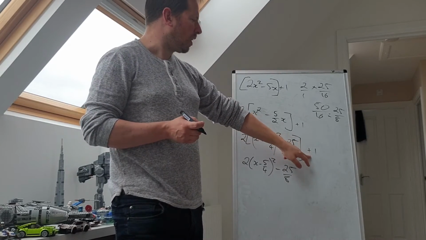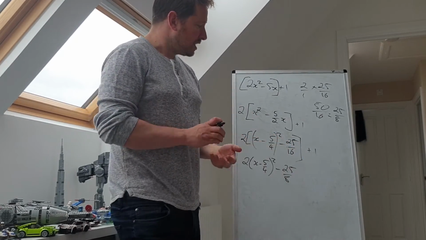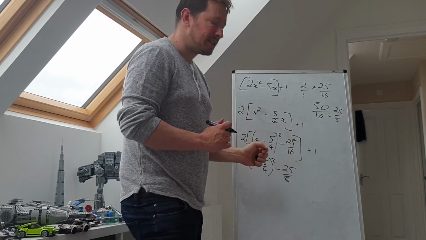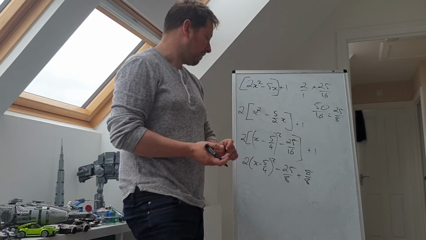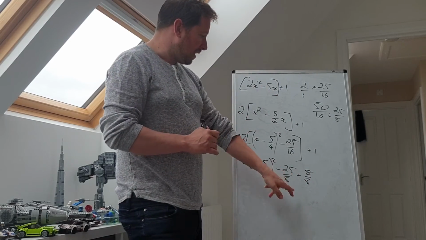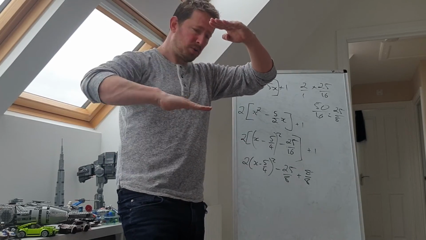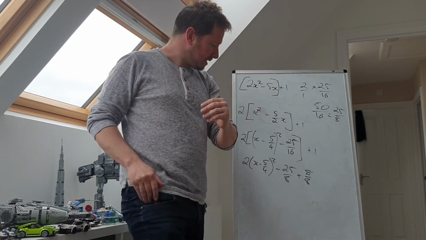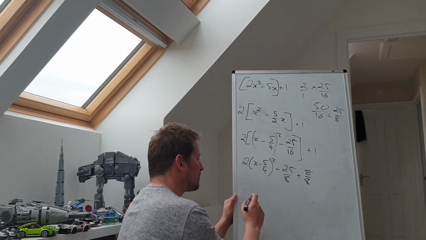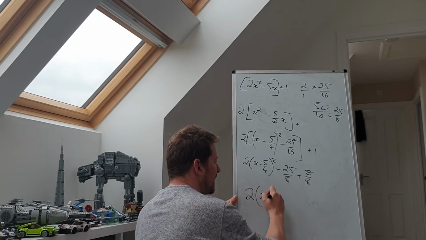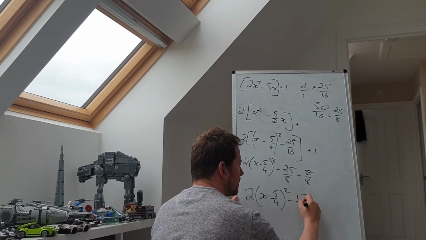Now rather than putting plus 1, I'm going to need to simplify minus 25 over 8 plus 1. So I'm going to write 1 as 8 over 8, because 8 eighths are a whole 1. So now it makes it easier to simplify. So if I do minus 25 eighths plus 8 eighths, my math is correct, it's going to be minus 17 eighths. So the final answer to this one is 2 lots of x minus 5 over 4 squared minus 17 over 8.